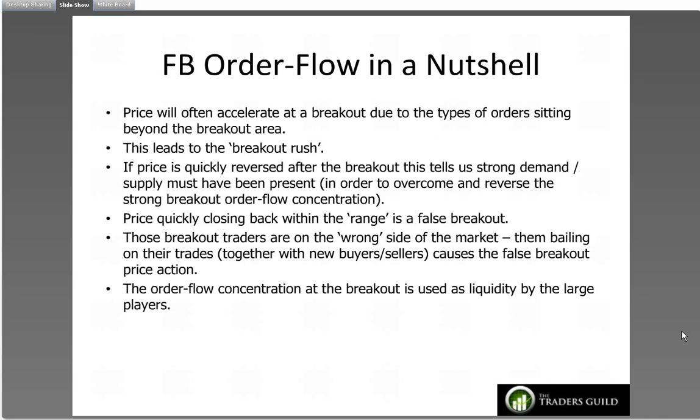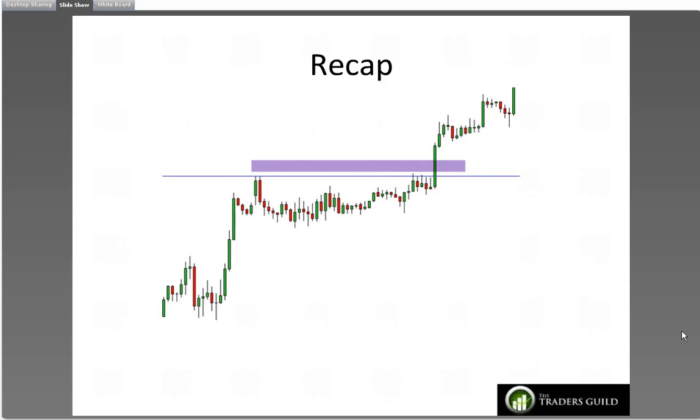Okay. And lastly, the order flow concentration at the breakout is used by the large players as liquidity. That buy-side order flow is essentially large liquidity, which can be used by the large players who are looking to short up here. They've got large buy-side liquidity to get their shorts in without getting slippage, for example. And that's pretty much, in a nutshell, what a false breakout is.